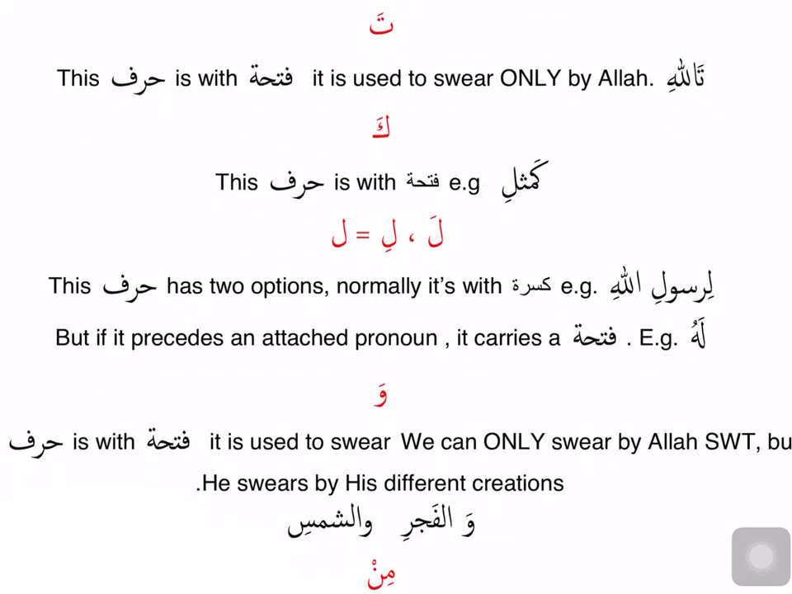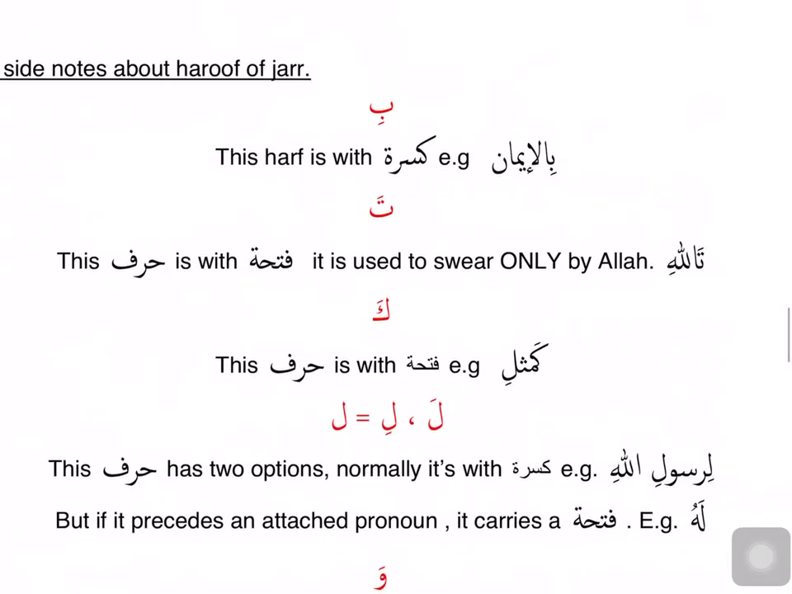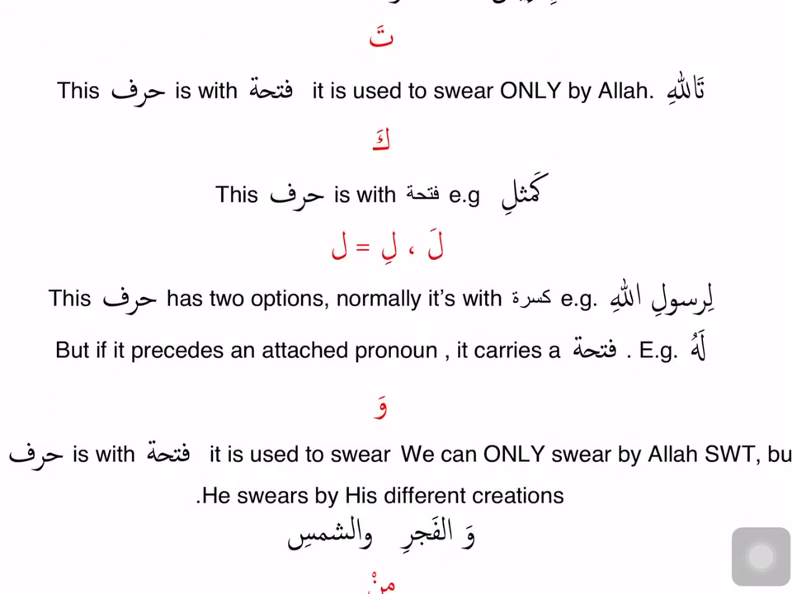The second one, ta, is also with the fatha. Ba is with the kasra. Ta is with the fatha, ta. And it is only used to swear by Allah subhanahu wa ta'ala. Tallahi, we talked about that.